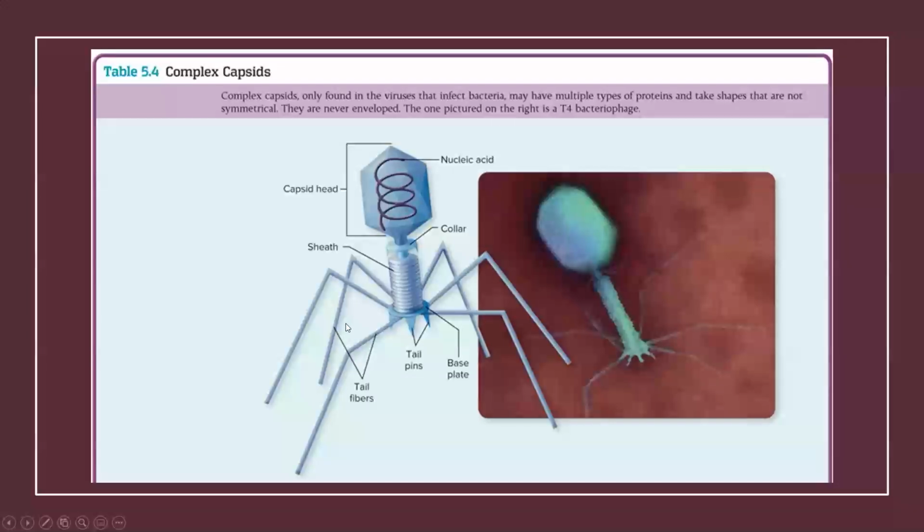The final type is the complex capsid. These are found only in bacteriophages, or viruses that can infect bacteria. They'll have multiple types of proteins, and their overall structure won't be symmetrical. You'll see they still have a nucleic acid and still have a capsid, but then they have these additional proteins to help them attach to their host, like tail fibers and tail pins to help them attach, hold on, and insert their genetic material.